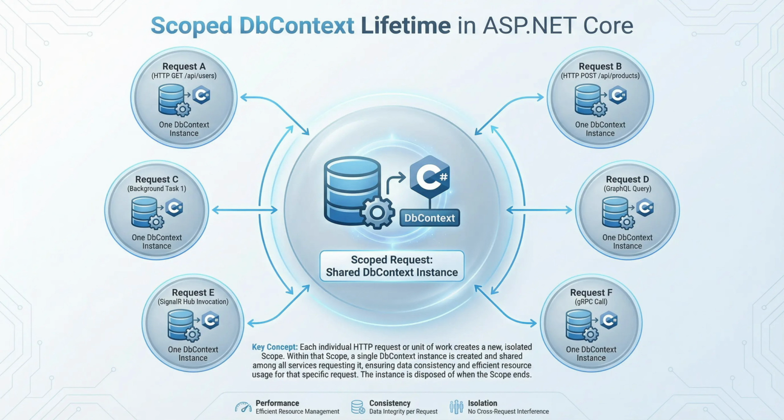DbContext lifetime and thread safety. DbContext is not thread safe. Never share one DbContext across threads, and never register it as a singleton. In ASP.NET Core, DbContext should usually be scoped, one per request. Common bug: people start background tasks using the same DbContext from the request. That leads to random exceptions and data corruption.